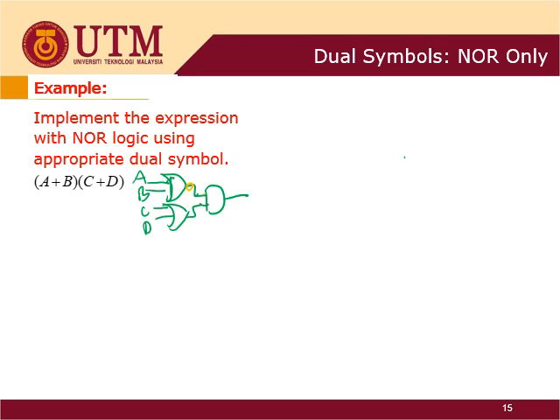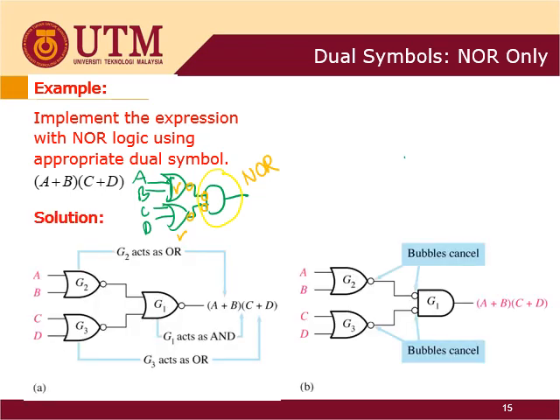Then what do we do? Introduce bubble. We just play around with the bubble. Now you have this, we know that this is actually NAND. This negative AND means this is NOR. And this is already NOR. This is already NOR. So you already have 3 NOR here. You convert this to NOR. So this is your answer. Okay, you implement it.